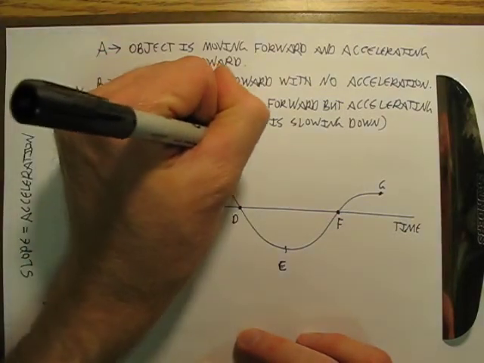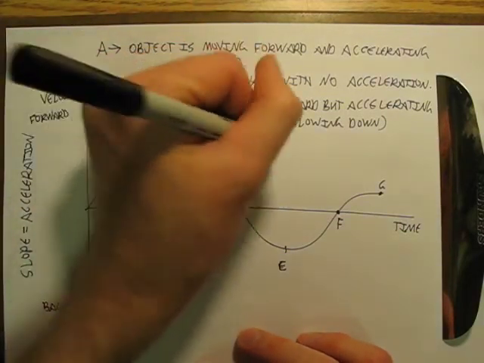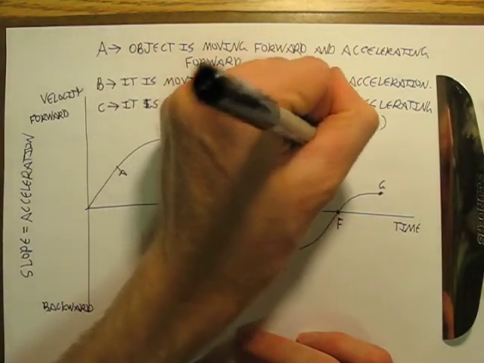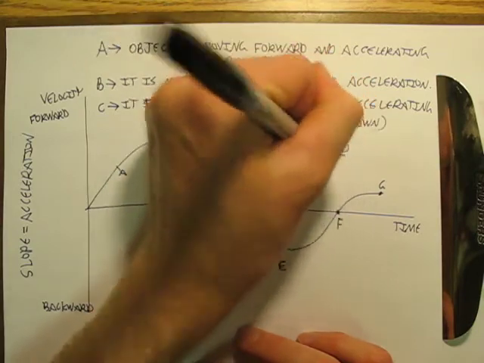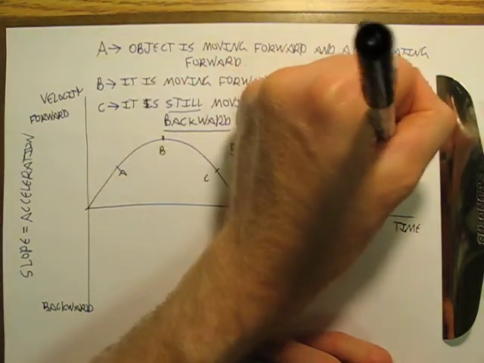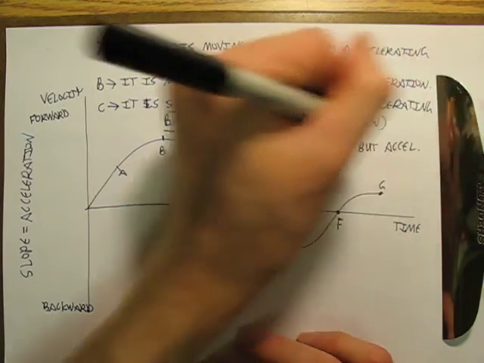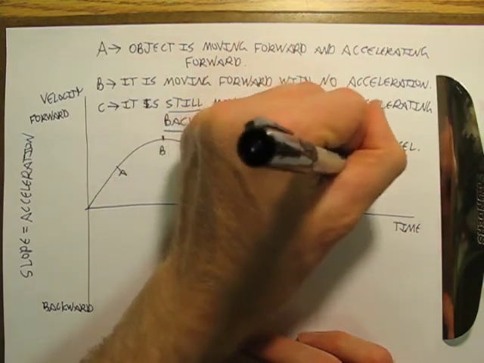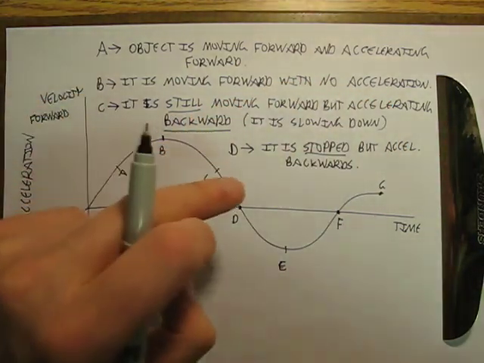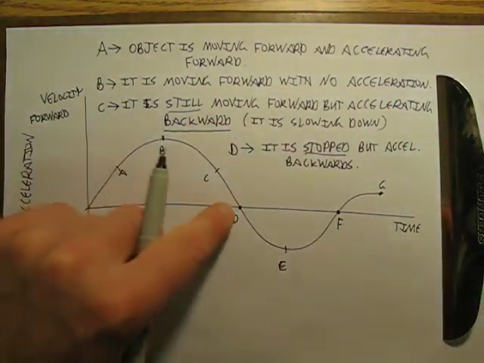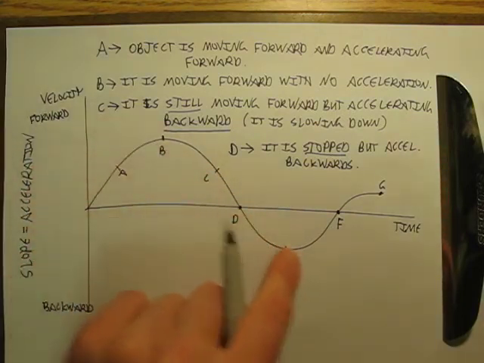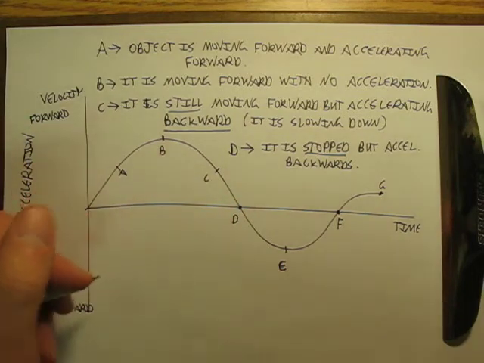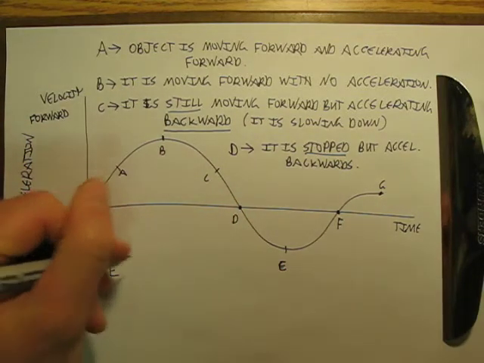Now, at D, it is stopped. But accelerating backwards. The key thing is, on a distance time graph, when it crosses back through the axis, that's where it's stopped. Okay, two more real quick, or three more real quick.